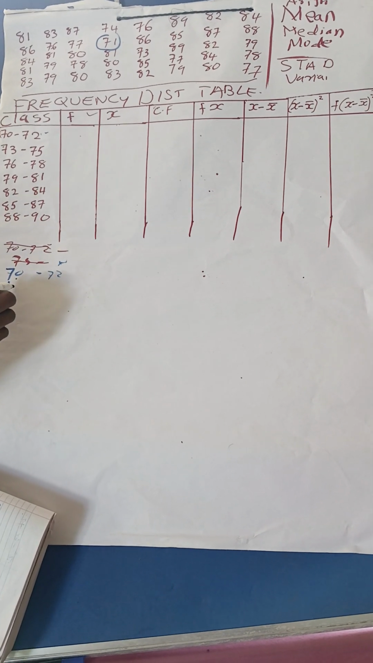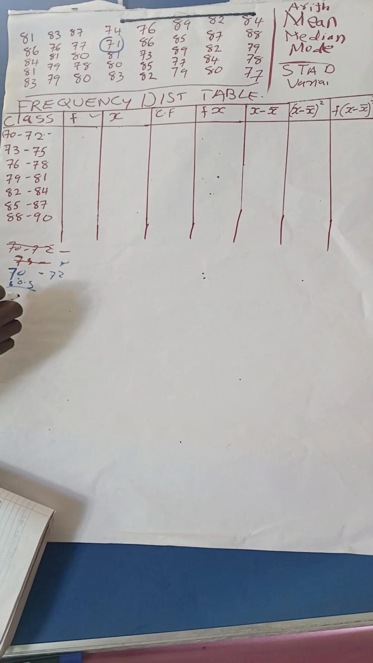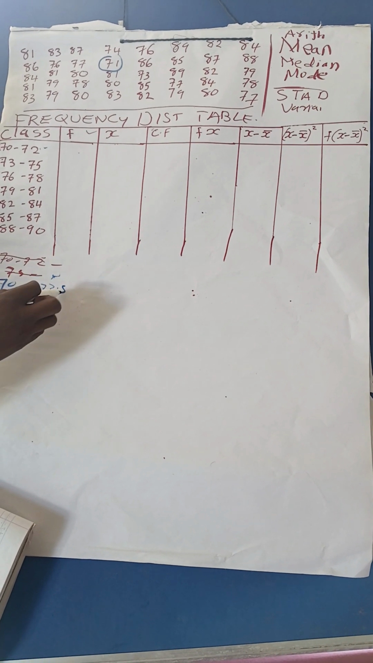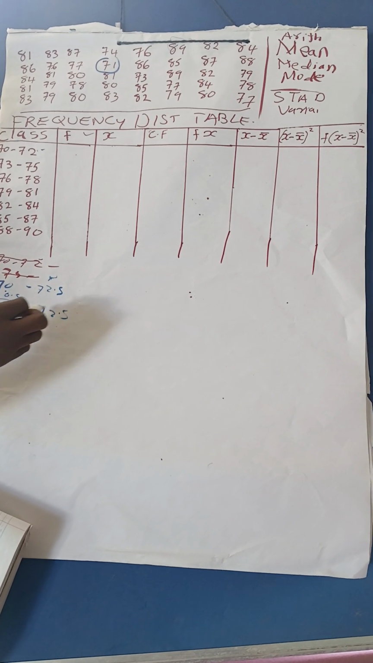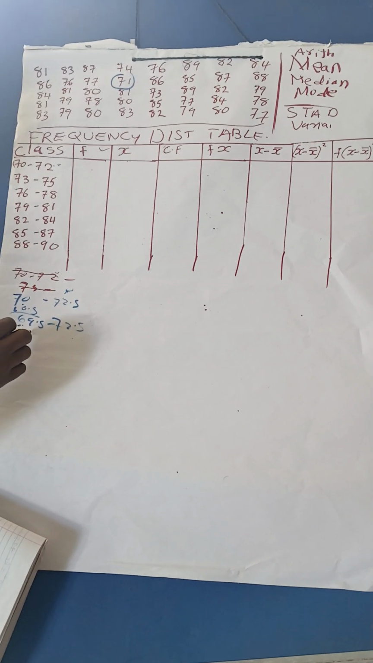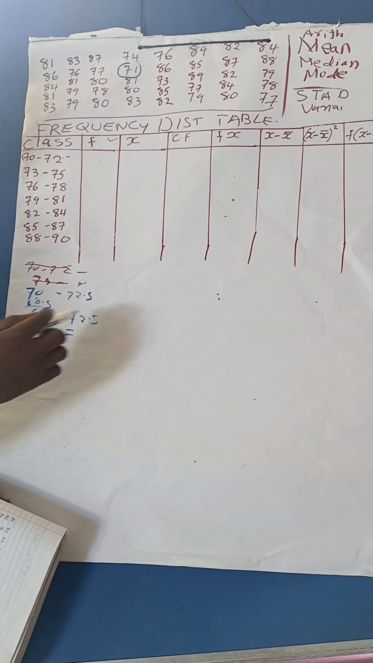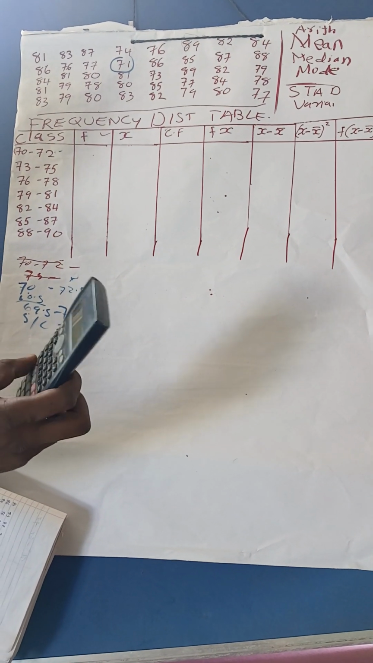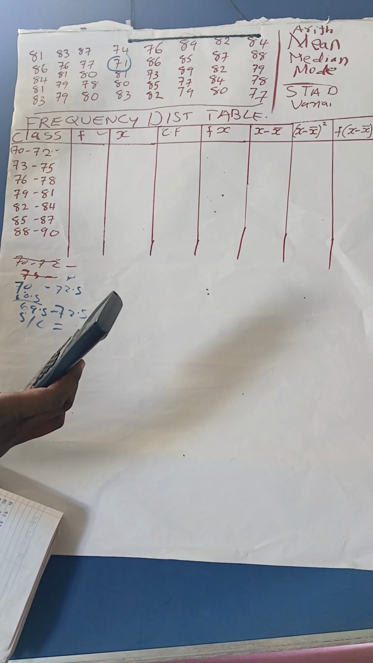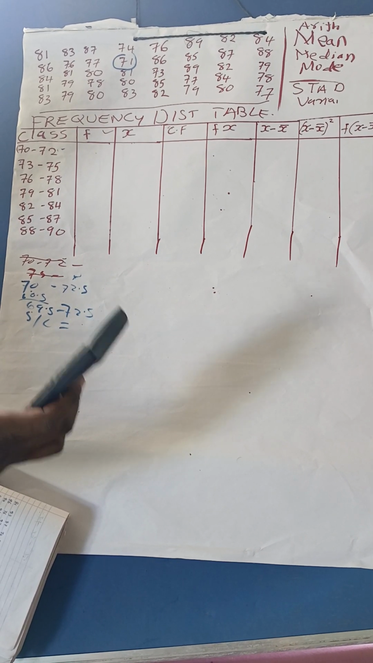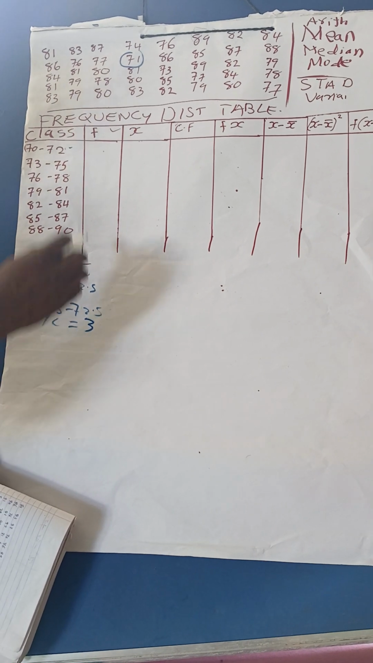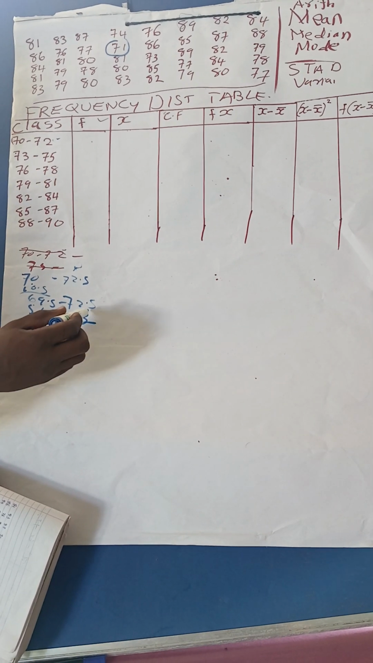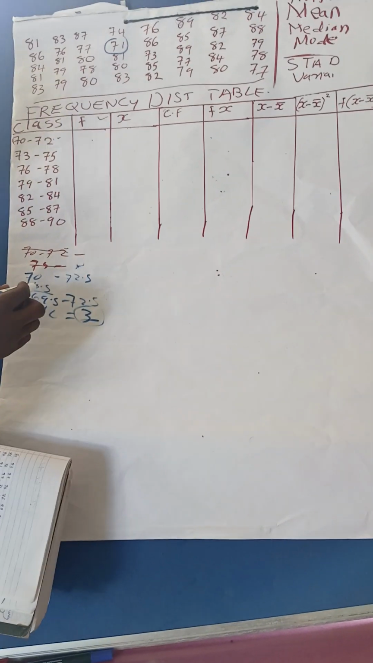For the lower class, you subtract 0.5, so you will have 69.5. Then for the upper class, you add 0.5, so you will have 72.5. So when you want to get the class interval, it will be 72.5 minus 69.5. You realize my class interval will be 3. Going down, the class interval between 79 to 81 is also 3. So that is how we identify the class interval.